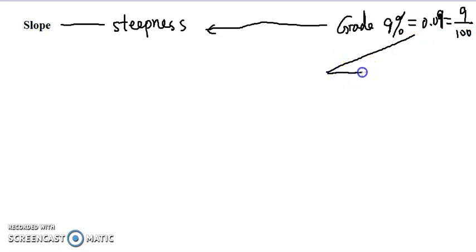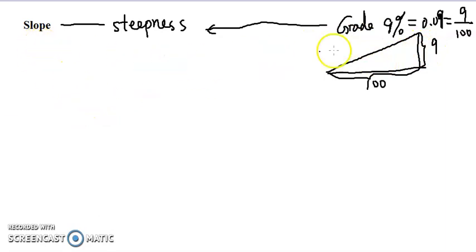So that means for every 100 miles of horizontal distance, the vertical distance is 9 miles. So when you drive a horizontal distance of 100 miles, you will rise 9 miles.